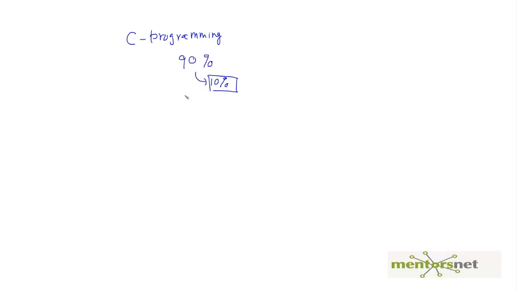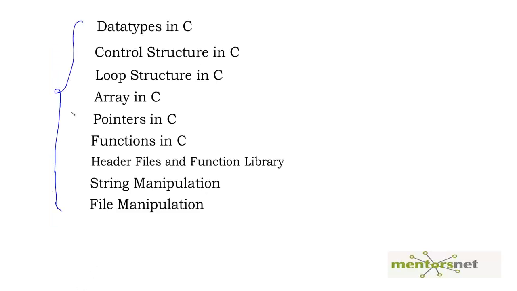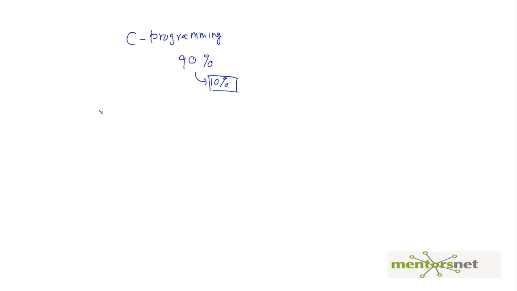So the goal of this chapter is to have a C primer for LoadRunner. My goal here is to explain these nine concepts, starting from data types to file manipulation in C. All these scripts will be available for you so that you can modify them to enhance your script. For each video, we are going to take one concept at a time. Before you spend time on these videos, which are about nine to ten videos, I just want to ask a very quick question.